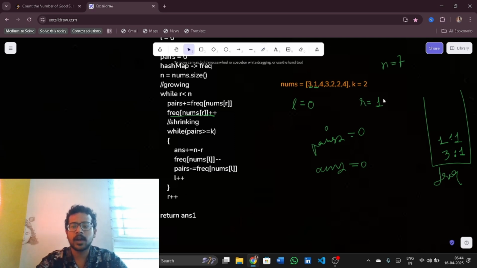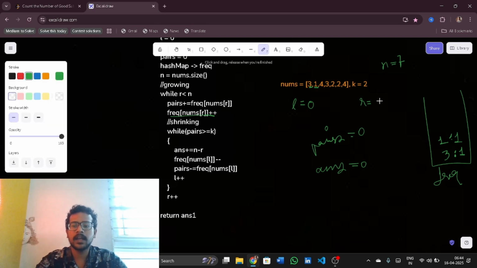R plus plus, so I am incrementing R by 1, then I'll get 2. Now nums of r is 4. Do I have a 4 here? Pairs plus is equal to frequency of nums of r. 4 is having a 0 frequency, so pairs is still 0. Then frequency of nums of r plus plus, so 4 is incremented by 1. Okay. Now, while pairs are greater than or equal to k, false.